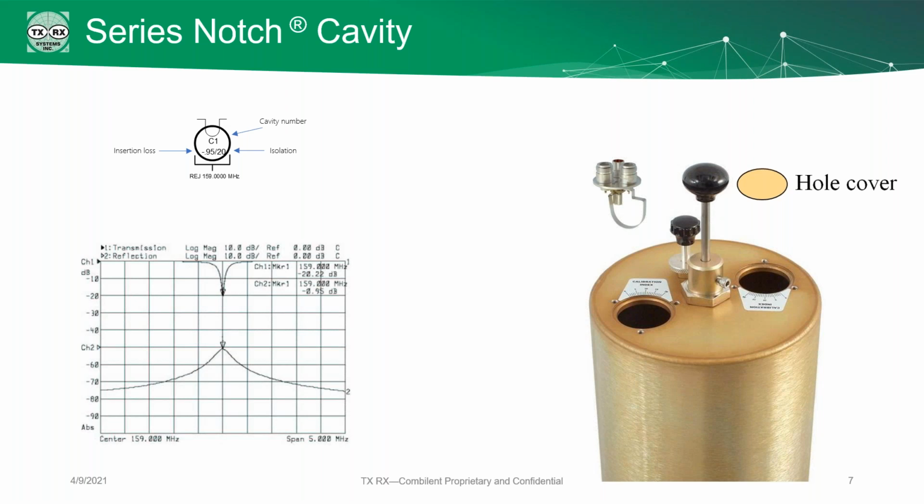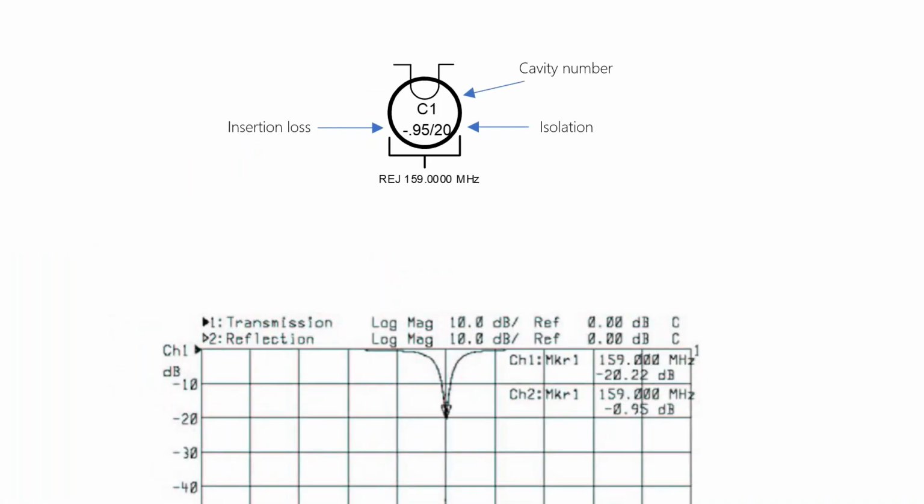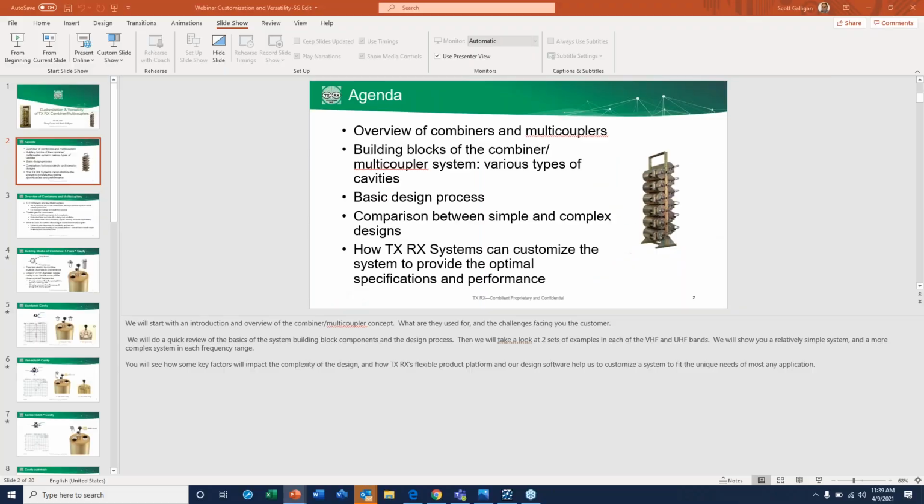The series notch cavity is another type. It rejects a specific frequency with a fairly wide passband. This is used for very closely spaced pass to reject frequencies. As you can see on the top left picture, it indicates the loss is 0.95 dB and the rejection is 20 dB at the intended notch of 159 megahertz. This cavity is available in 6 and 10-inch versions.